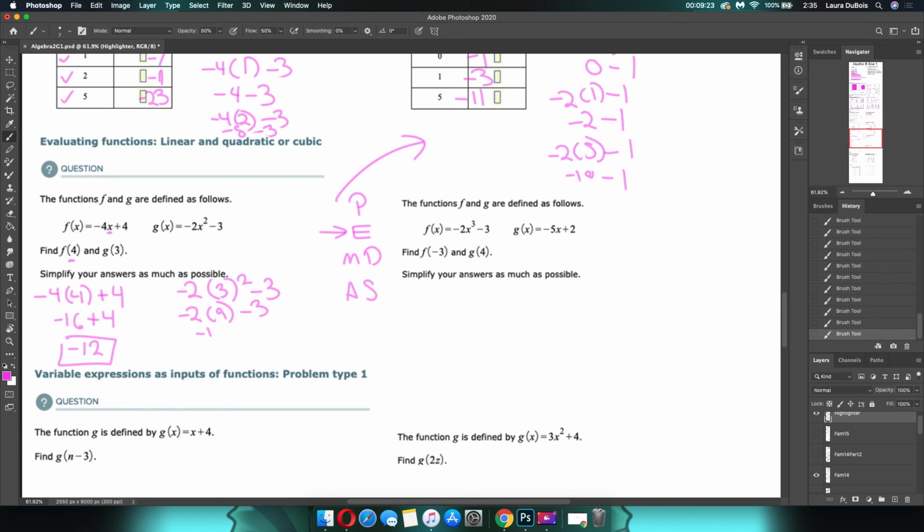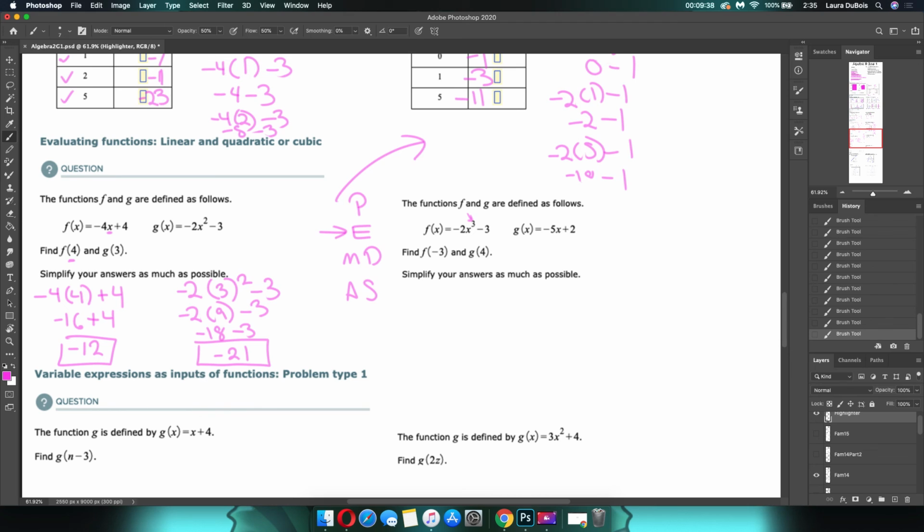Negative 2 times 9 is negative 18 minus 3. Negative 18 minus 3 is negative 21. Okay, good. We have spared everyone the headache, especially Ms. Dubois. Now let's go through it again, and this time we're going to do a cubed.